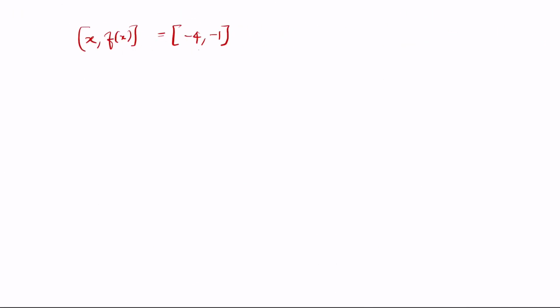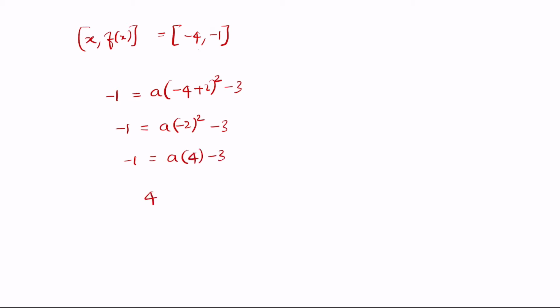Substitute this point into this function now. So f of x is -1 equals a times (x is -4, so -4 plus 2) square minus 3. So -1 equals a times (-2) square minus 3. -1 equals a times 4 minus 3. So 4a minus 3 equals -1. 4a equals -1 plus 3. So 4a becomes equal to 2 and a becomes equal to 2 by 4, which is 1 by 2. So now we have the value for a, 1 by 2.